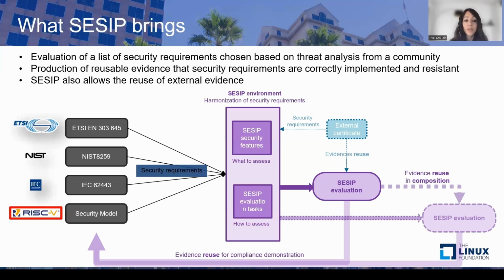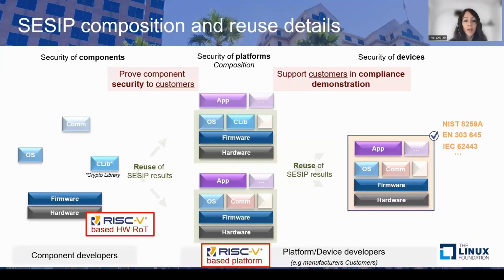Let's see that a bit more in detail to make it clear. SESIP allows the evaluation of components individually. For instance, a RISC-V based hardware root of trust. This one will then be integrated with other components. This is a composition and this needs to be assessed, but all previous evaluation results at component level will be reused and only the integration aspects will be addressed. Plus, of course, it will integrate any unevaluated components, if any.